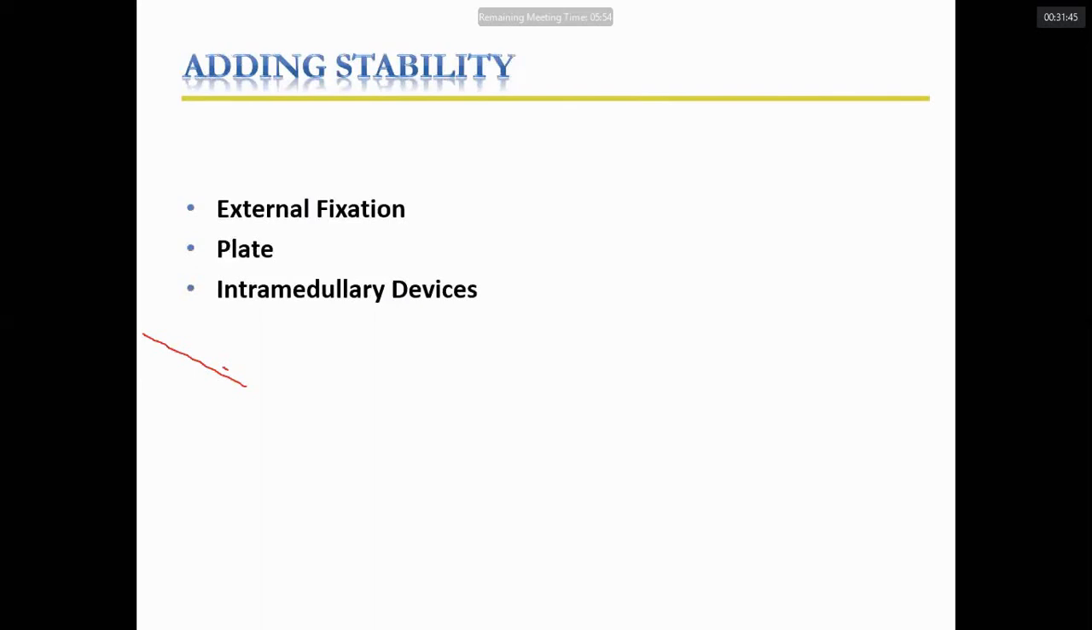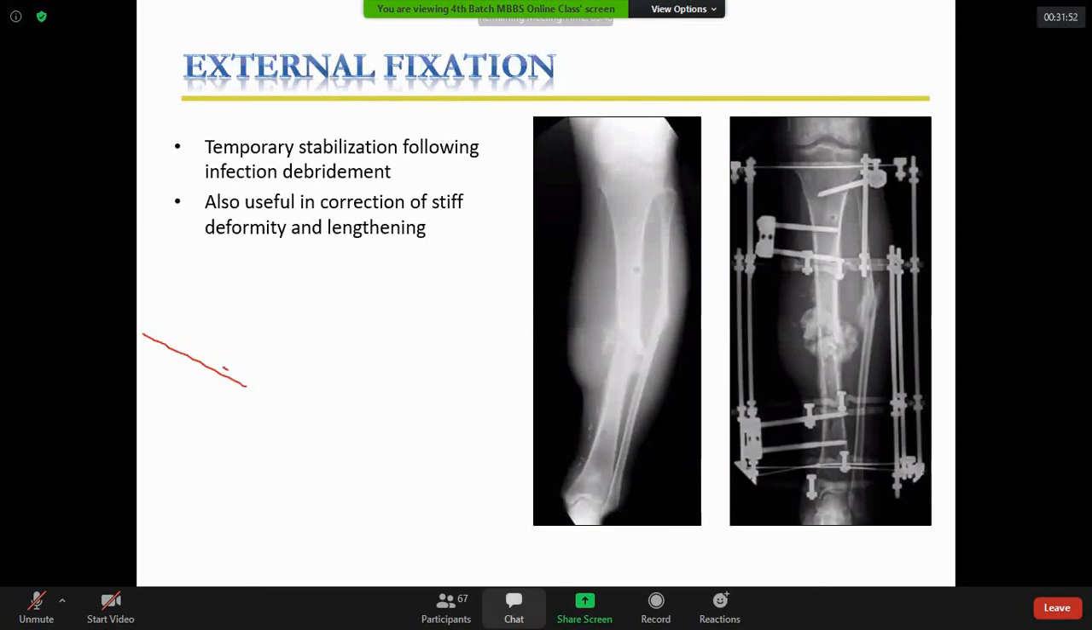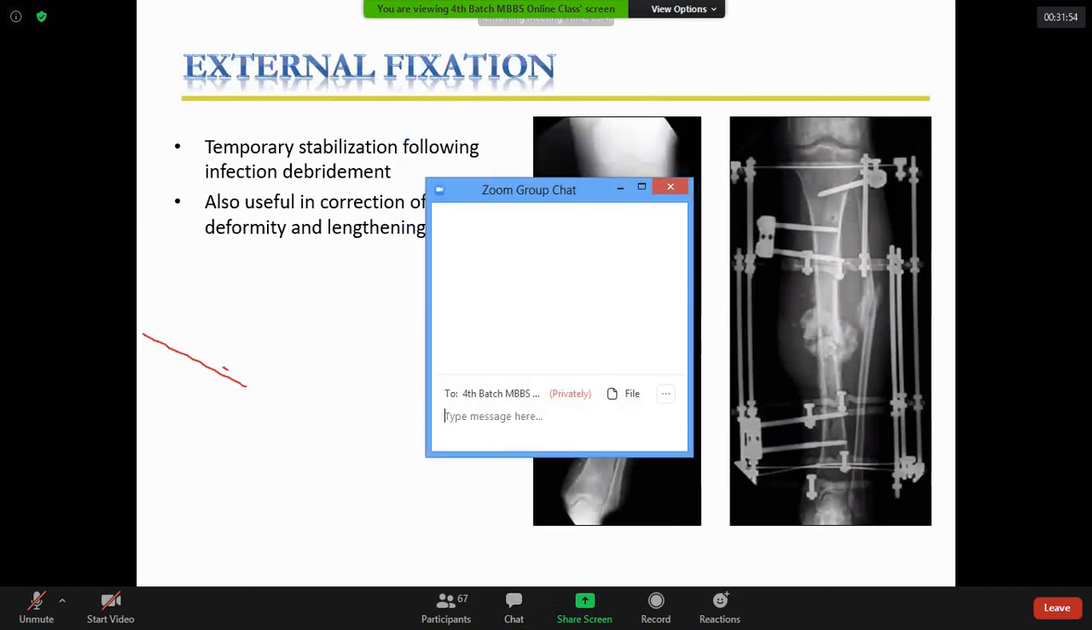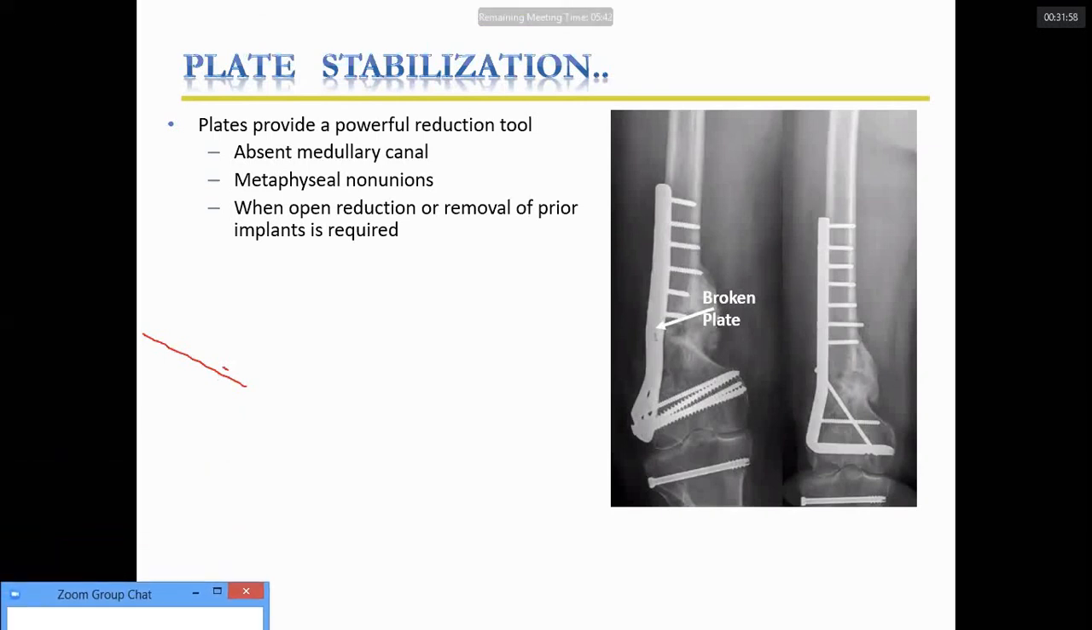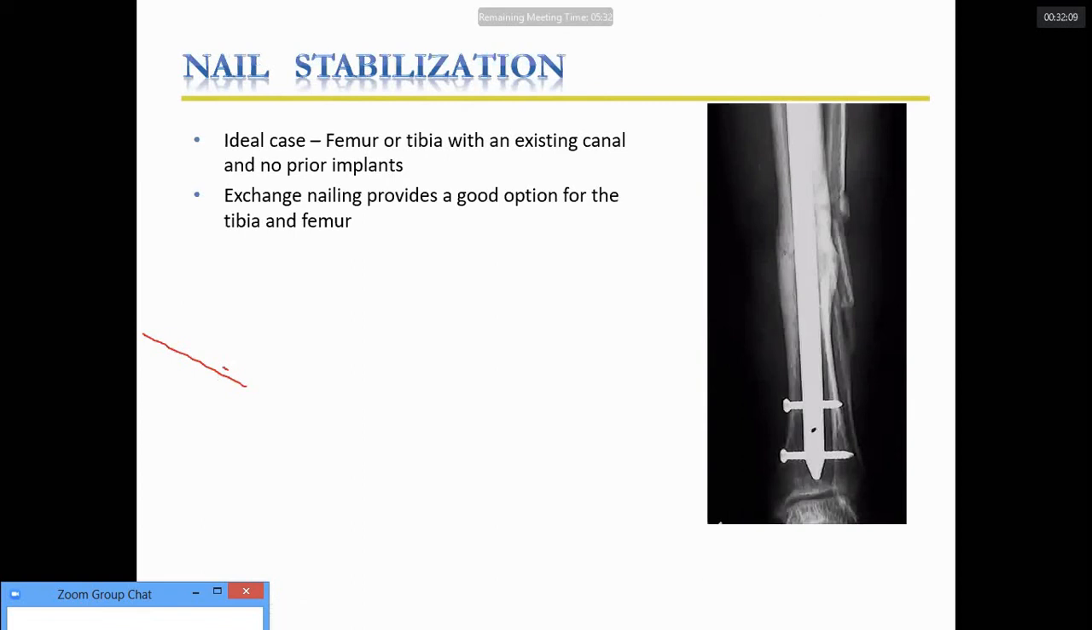How do you add stability? You can add stability by means of external fixation, by plate or intramedullary device. For example, stability being provided by an external fixator or the Ilizarov rod. Stability being kept by a plate. The offending plate has been removed, a newer construct has been made and a bone graft has been put. Or sometimes we can put an intramedullary nail.